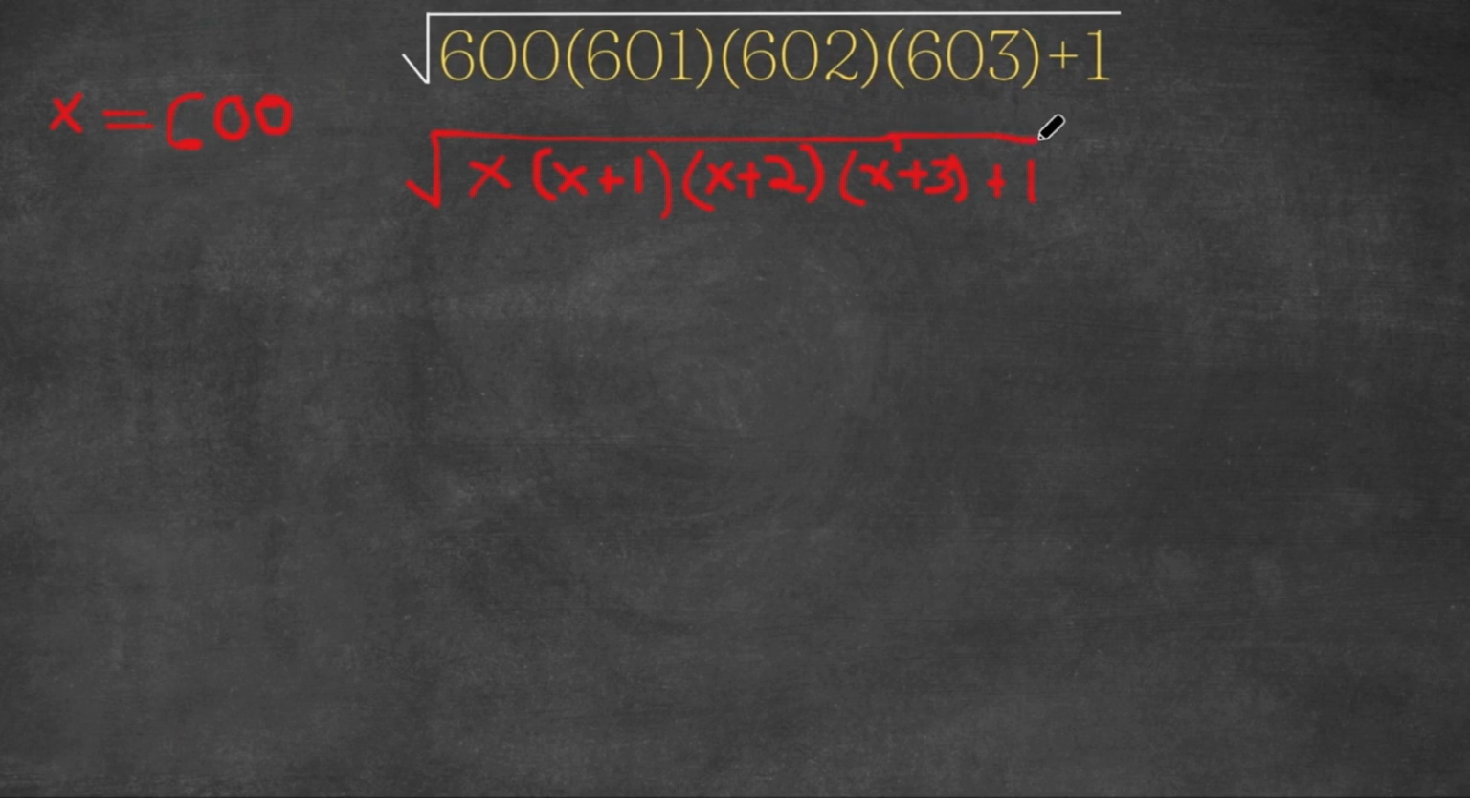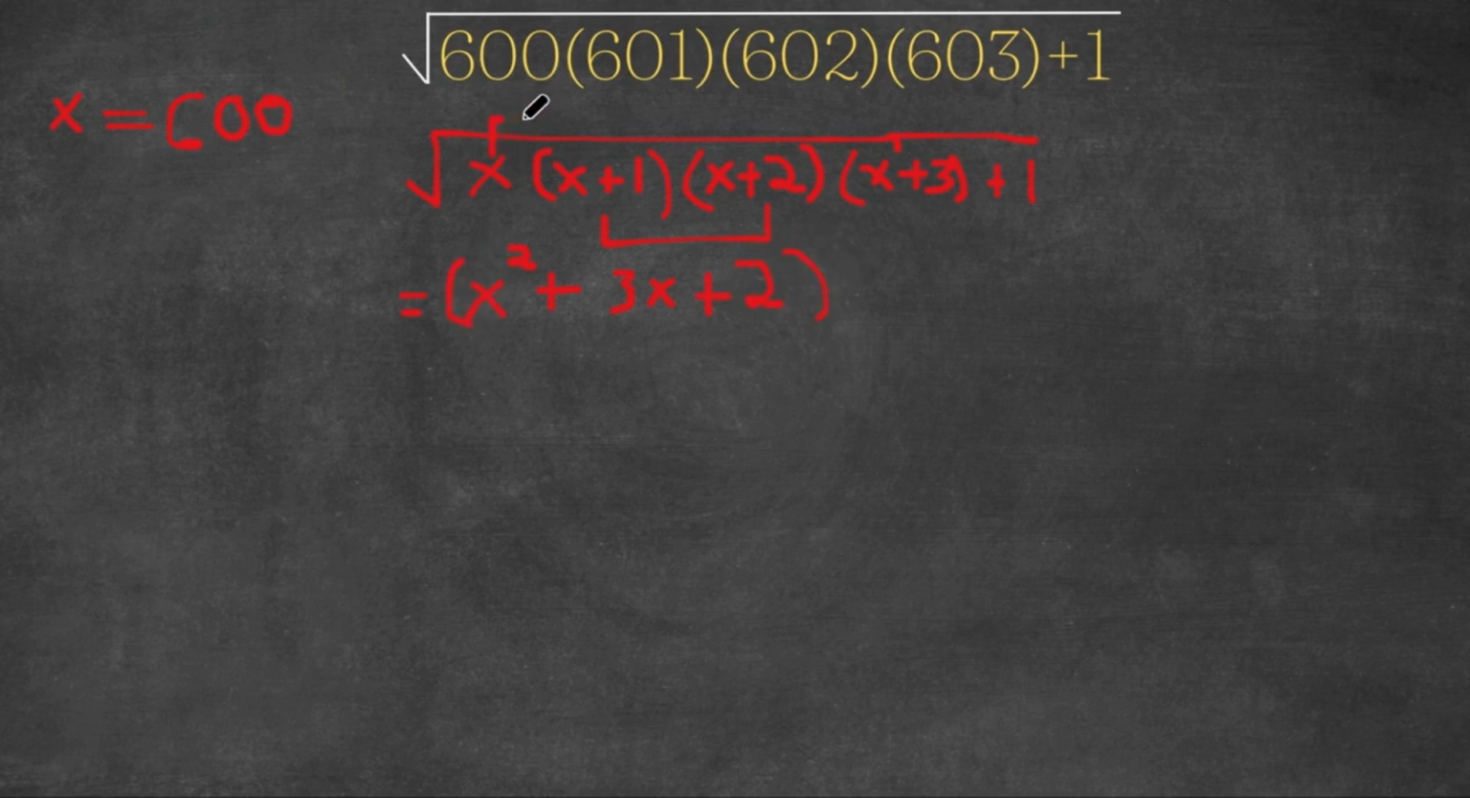All right, so now what we're going to do is multiply x plus 1 with x plus 2. So if we multiply these two, we would get x squared plus 3x plus 2. So this is what we get if we multiply these two.